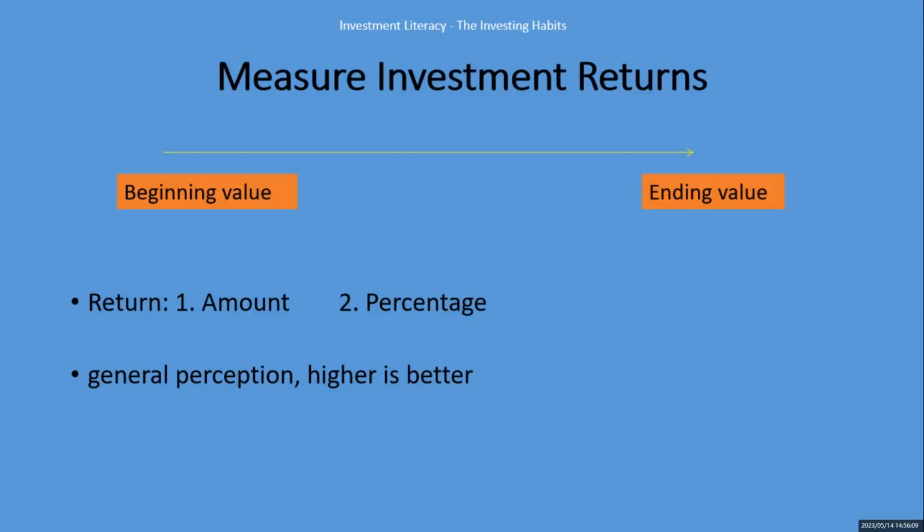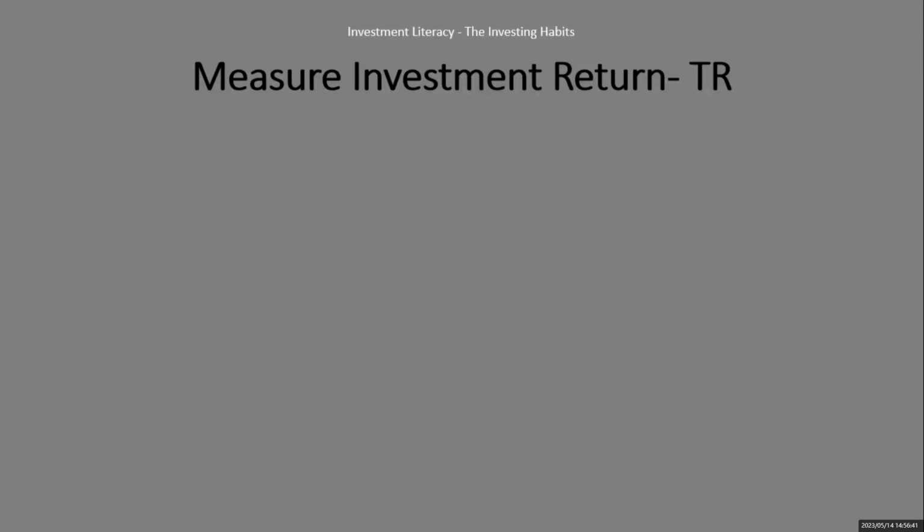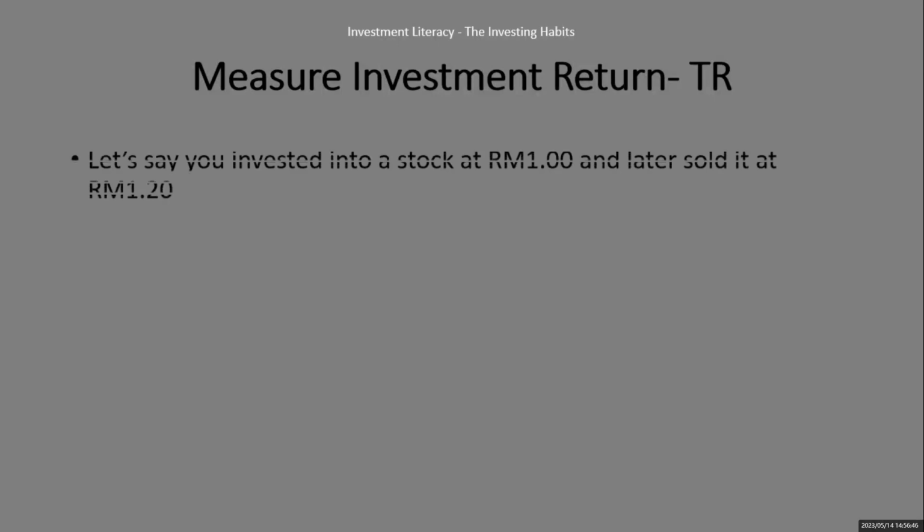Next, we talk about how to measure investment returns. Usually people will measure in two ways. First is returns in terms of amount. The other way is returns in terms of percentage. The percentage is the much more preferred method because every individual will have a different amount of capital, so percentage can help investors make comparisons more meaningfully.